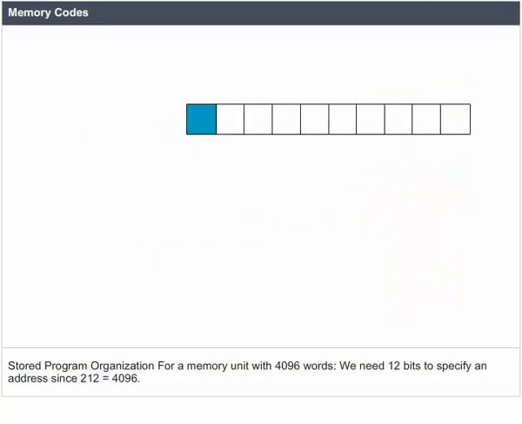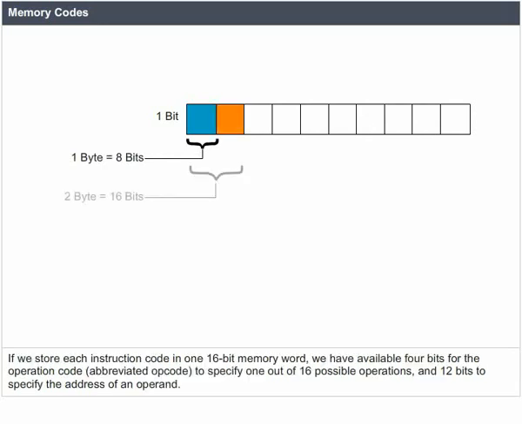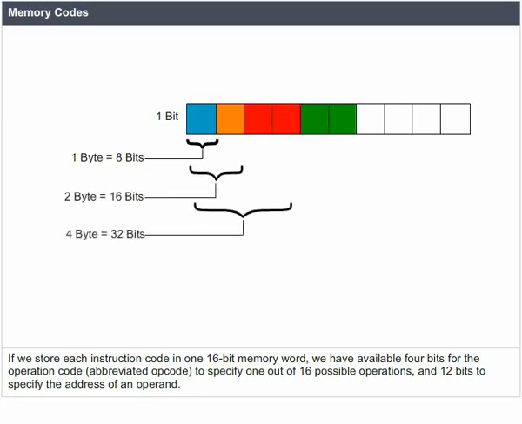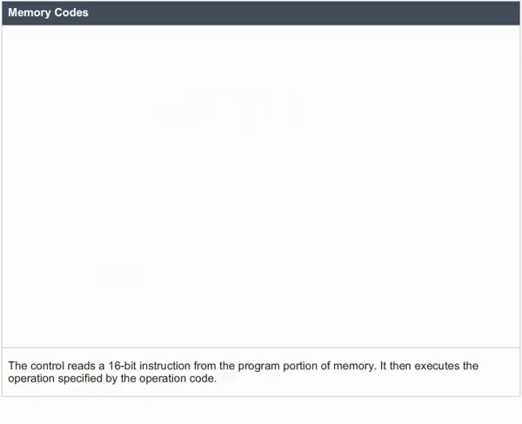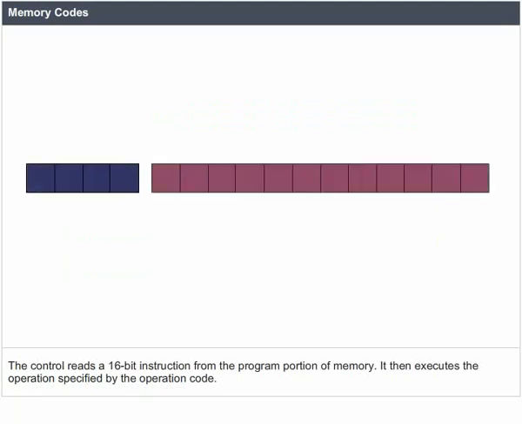Memory codes. Stored program organization. For a memory unit of 4096 words, we need 12 bits to specify an address, since 2^12 equals 4096. If we store each instruction code in one 16-bit memory word, we have available 4 bits for the operation code, abbreviated opcode, to specify 1 out of 16 possible operations, and 12 bits to specify the address of the operand. The control reads a 16-bit instruction from the program portion of memory. It then executes the operation specified by the operation code.